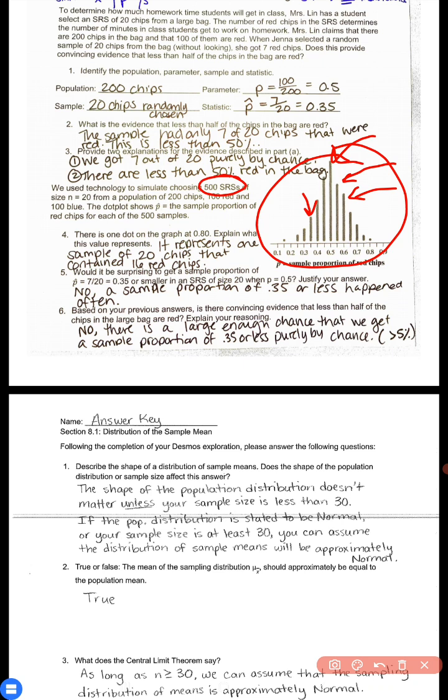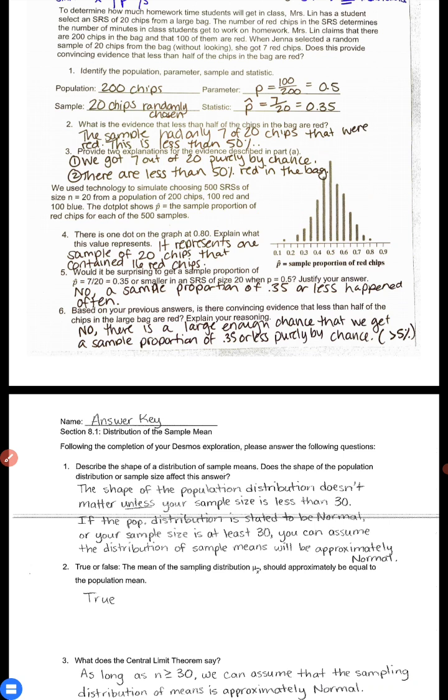This one sample that we got out of this bag doesn't prove that Miss Lynn was lying, right? Getting 7 out of 20 might not be exactly half, but that doesn't mean she lied. Maybe we just got an unfortunate sample. And so what we're looking for when we look at sampling distributions, if something is unusual, it will happen less than 5% of the time.